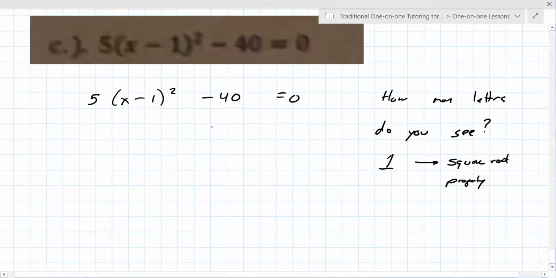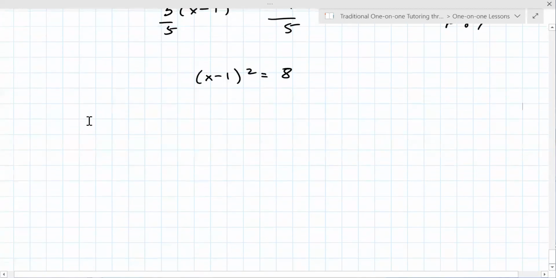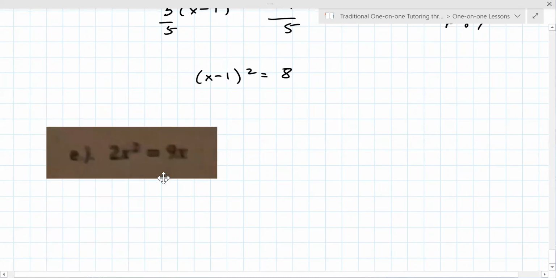Really quickly here, I'm going to show you: you add 40 to both sides. You divide by 5. Excellent. And then this is where you use the square root property. There is no square root of 8, right? It is not friendly, so it doesn't work out. So then that would be x minus 1. Oh yeah, I think you actually had the right answer on there.